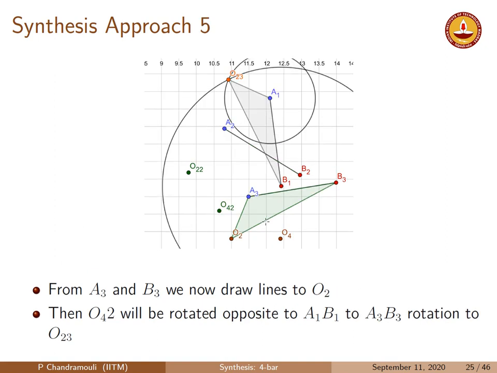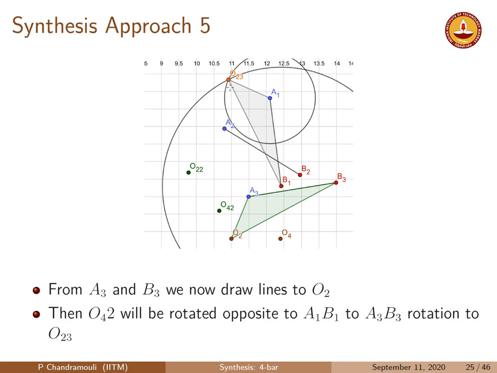So we repeat this exercise. You can see if I repeat this exercise with A3, B3, now I join to O2 the lines from A3 and then rotate it such that I take this and make A3 coincide with A1 and B3 coincide with B1. So this whole triangle swivels like that. You can see O23, the O2, has now swung to this position.